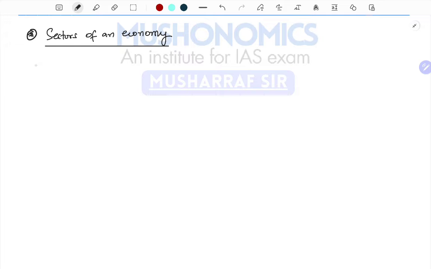Okay, the first sector that we can take is household. What do we mean by household? Household is nothing but an individual, or maybe a family can also be taken as household. For example, Ambani. If we are taking Ambani as an example, maybe Mukesh Ambani or Anil Ambani as an individual, or maybe the Ambani family altogether can be taken as a household, right? So first sector is household.